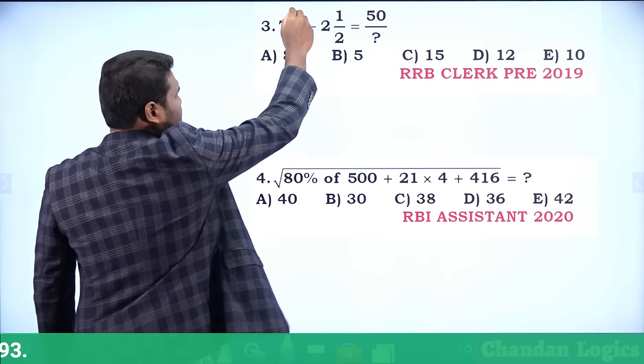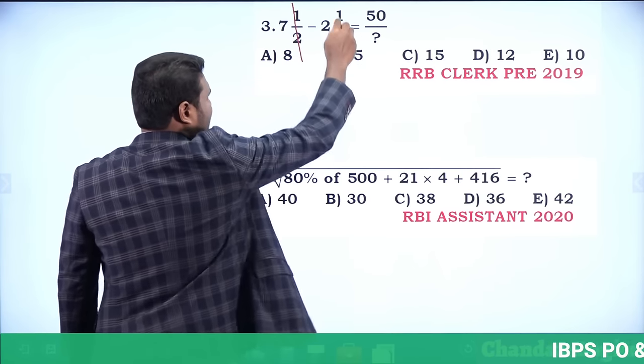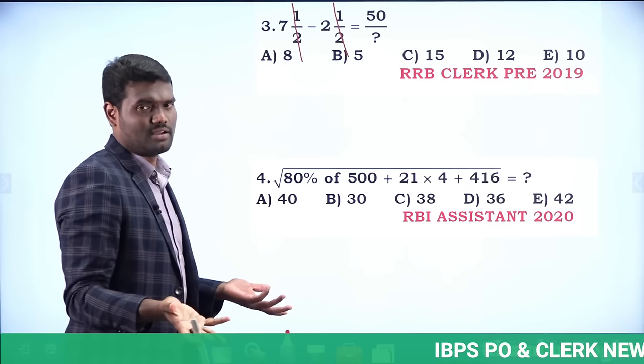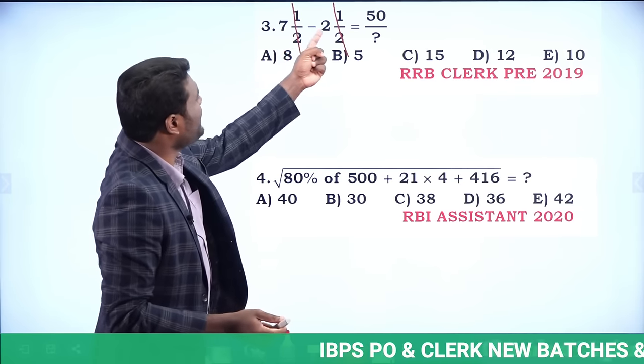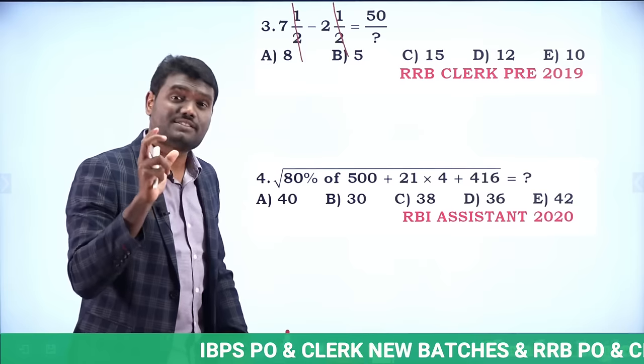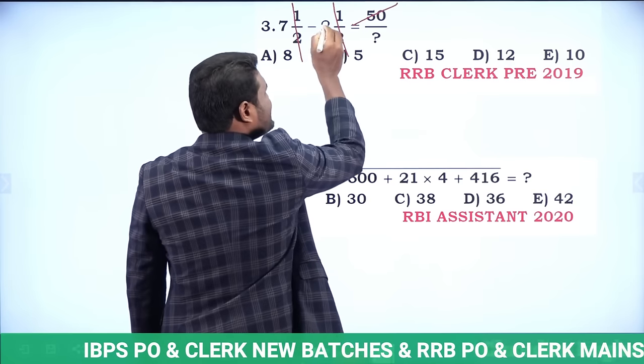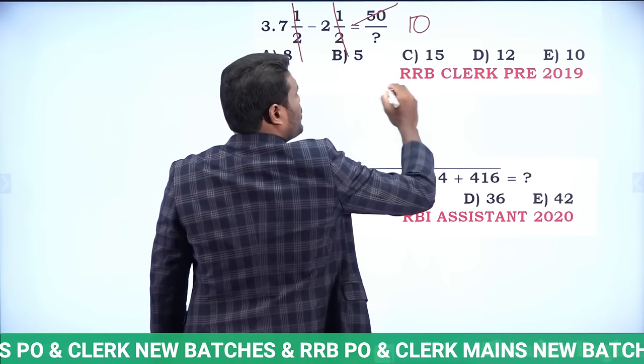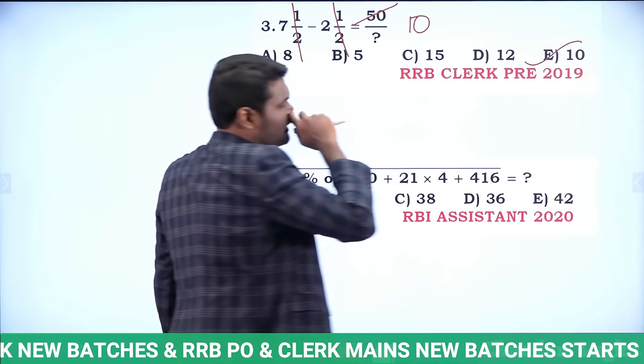Simply, if you observe here, plus 1 by 2 and minus 1 by 2 get cancelled. Now this is 7 minus 2. 7 minus 2 is 5. 50 cancels in 5, 10 times, which means our question mark is nothing but 10.